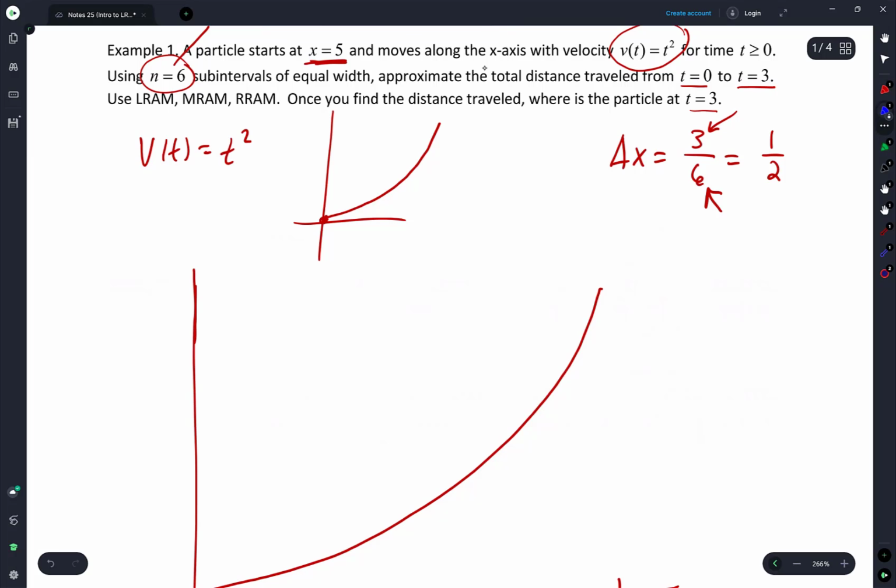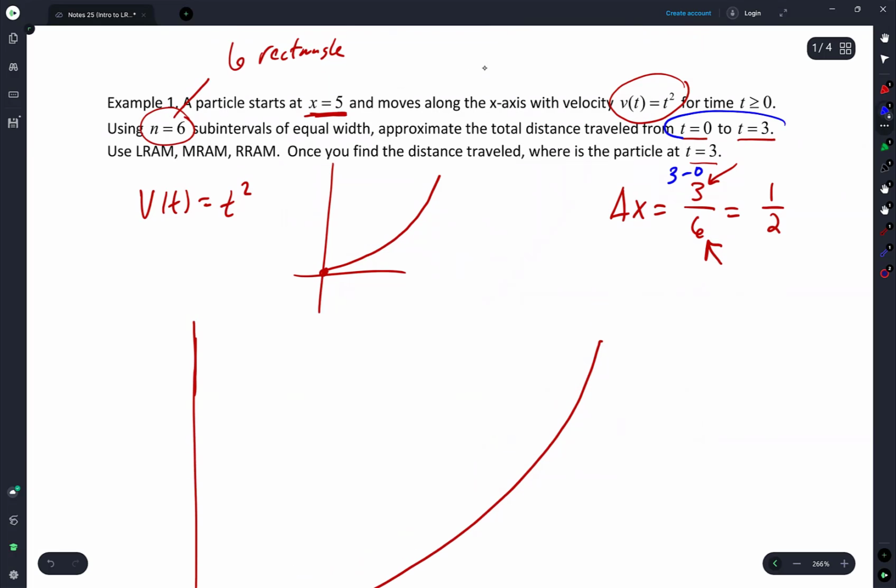Above is t equals 3, and then below it is that. Really, that 3 is 3 minus 0. Whatever the interval is, I'm between 0 and 3. So if they were to tell you between t equals 1 and t equals 4, then you would write 4 minus 1, and then divided by whatever number of rectangles. So you can see what the delta x is going to be.